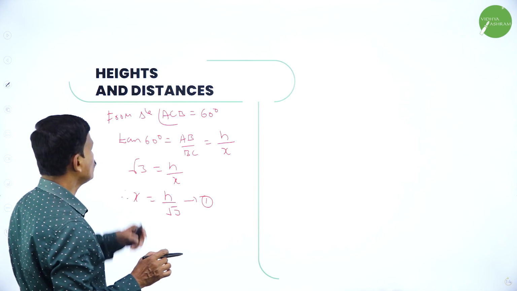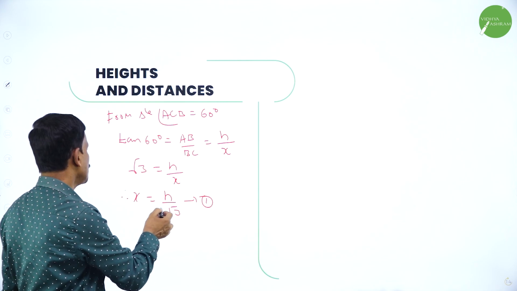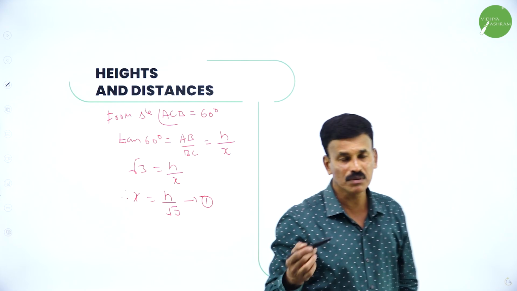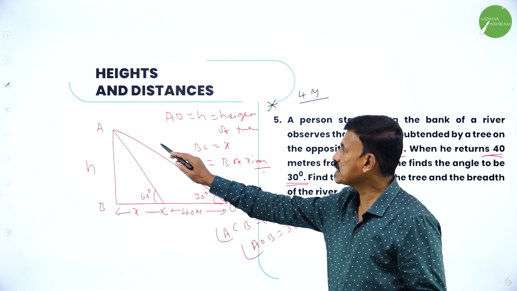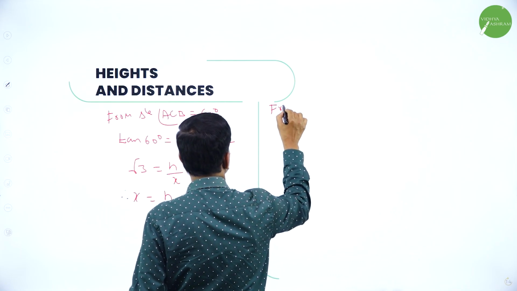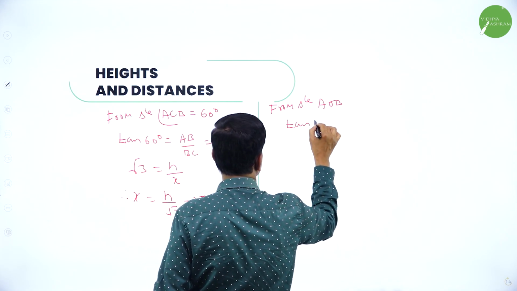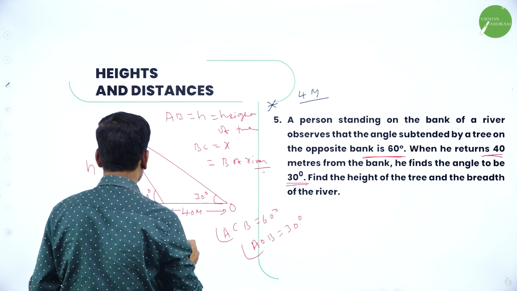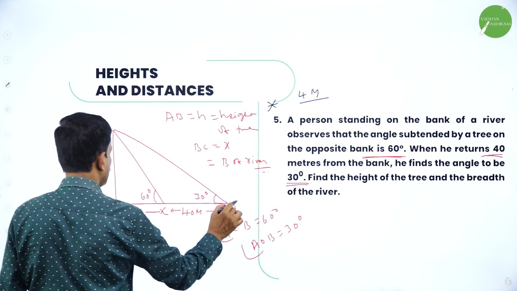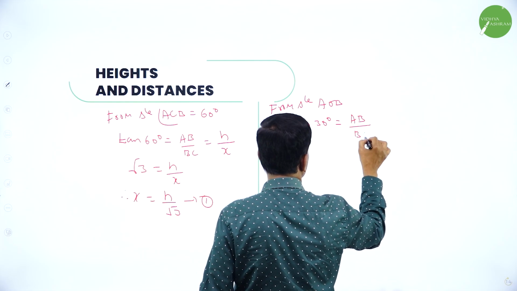See, very simple. From triangle ACB, angle 60 degrees, tan 60 is equal to H by X. Cross multiply it, you will get X is equal to H by root 3. Now, similarly from another triangle, from triangle AOB, we have a 30 degree angle. Tan 30 is equal to AB divided by BO.